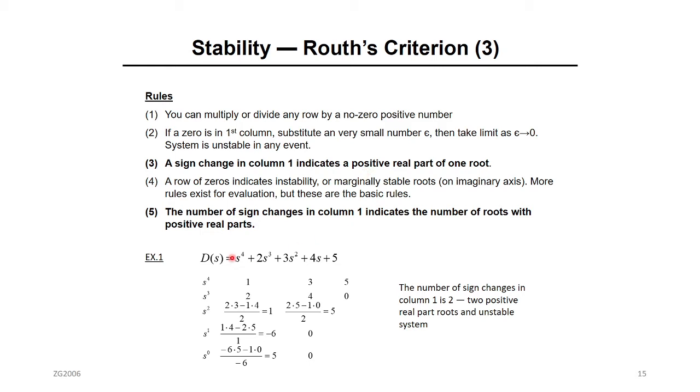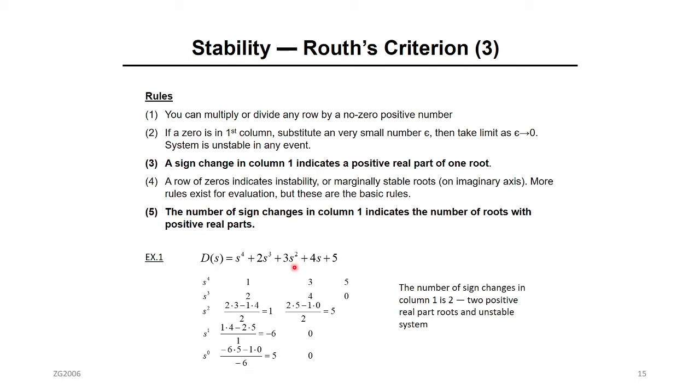All right. Number 5, this is very important. The number of sign changes in this column indicates the number of unstable roots, the roots with positive real parts. Remember, if you have at least one unstable root, the whole system will become unstable. But if you are interested to know how many unstable roots, then you have to check how many sign changes in this column. All right?